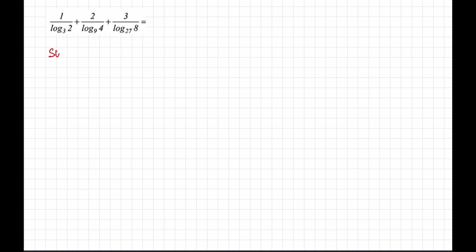So here let us see how do we solve. हम सबसे पहले क्या करेंगे, तीनों log को न्यूमरेटर में लेके जाएंगे. So on applying the property, this can be written as log 3 base 2 plus 2 log 9 base 4 plus 3 log 27 base 8.